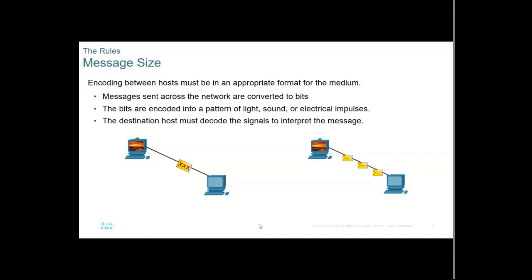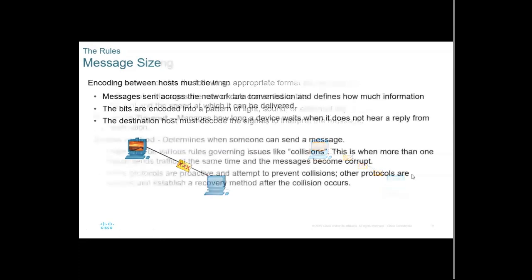Encoding between hosts must be an appropriate format for the medium. Messages are sent across the network and converted into bits. Bits are the ones and zeros, if you don't understand that. And the bits are encoded in patterns of light, sound, or electrical impulses. The destination host must be able to interpret these signals. There's no point in me using fiber and this computer not being capable of fiber on the other side.